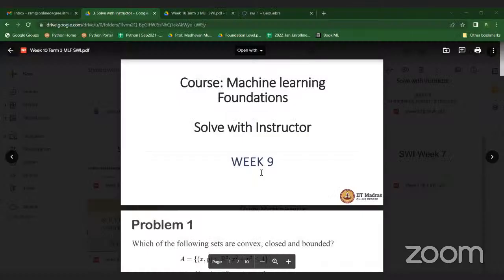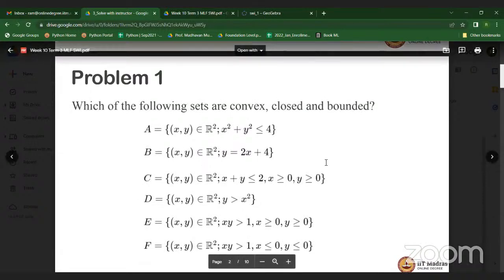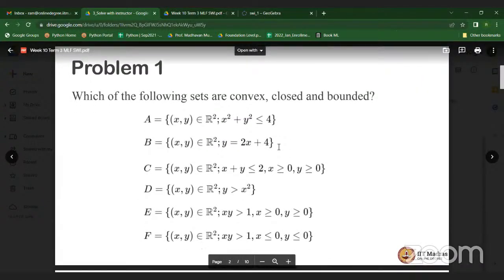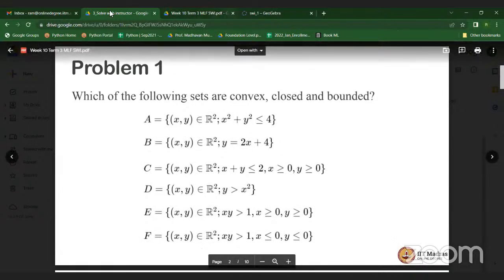Just 1 second. Let me just share my screen. Are you able to see the screen? Are you able to see my screen? Is it visible? Yes, it's visible.